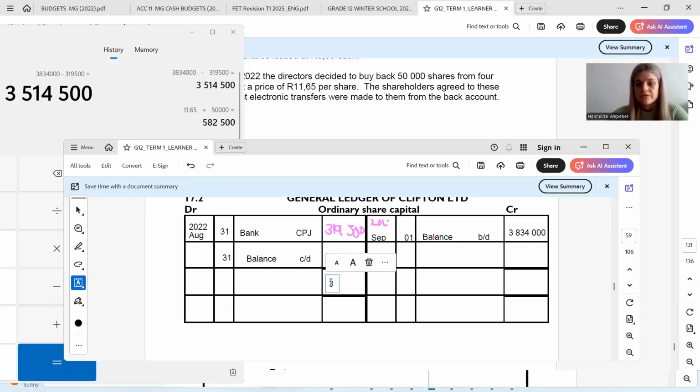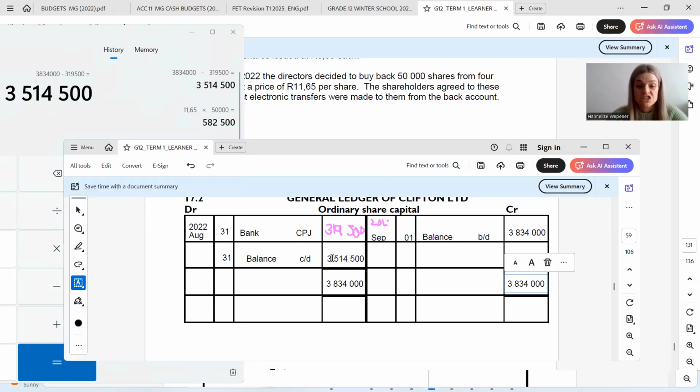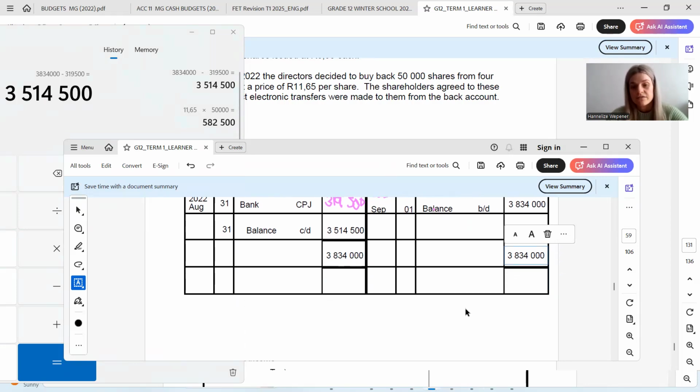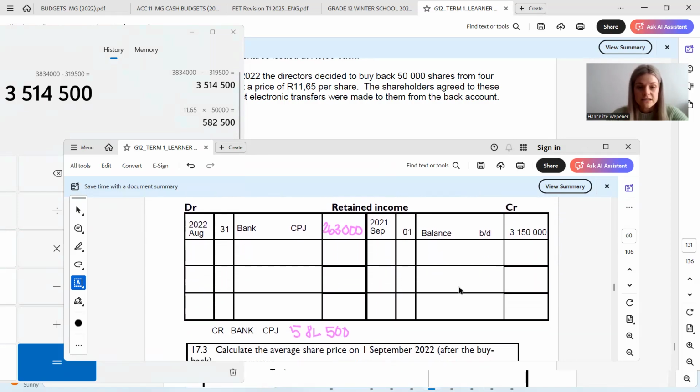Okay, right. So then we find the totals and we write it on both sides. So luckily you are in grade 12, you know how to balance accounts. Come on, there we go. So we are left with 3.514 million ordinary share capital. So this is the amount that you will then see in your SFP for ordinary share capital. You will obviously then bring that balance down on the 1st of September 2022.